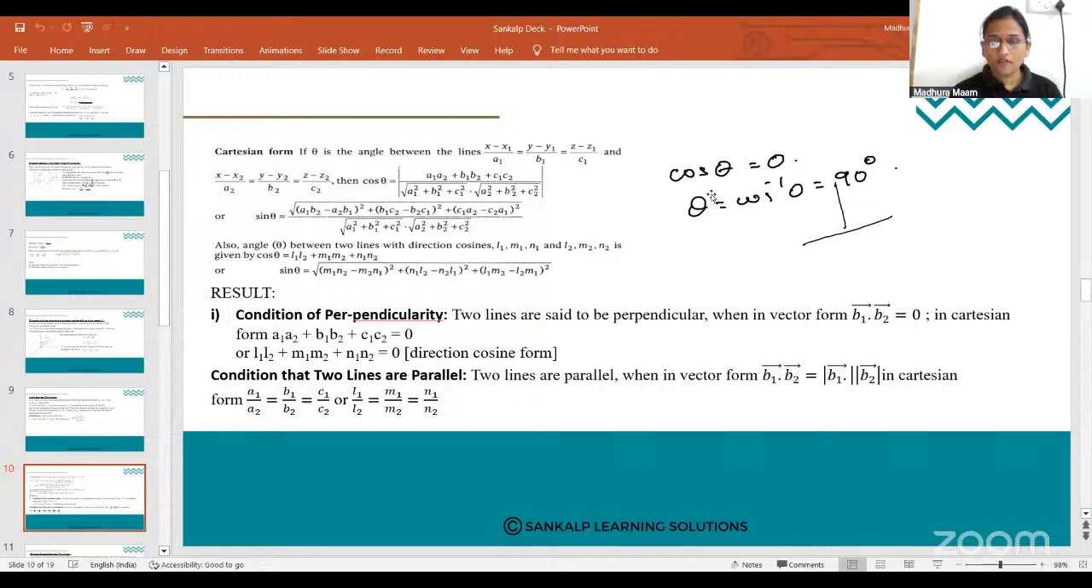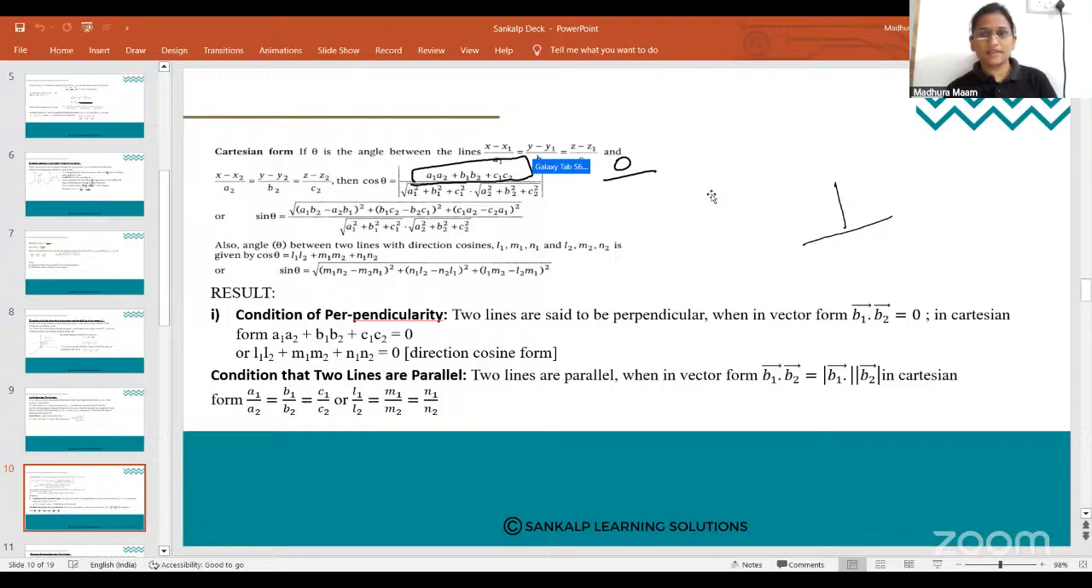Now, when do you get this as 0? When the numerator is 0, correct? The denominator cannot be 0. The denominator is a magnitude anyway, and if the denominator is 0, it becomes indeterminate or not defined. Usually this comes to be 0 when your numerator is 0. What is in the numerator? a1 a2 plus b1 b2 plus c1 c2. If this becomes 0, then the angle between the two lines will be 90 degrees.